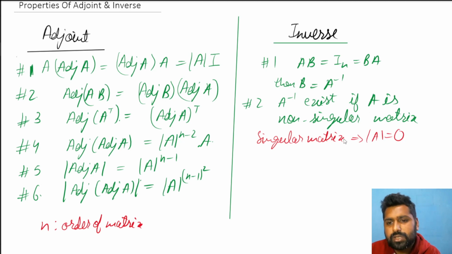So sometimes a question comes to find the value of x so that the matrix is non-singular or singular accordingly. So you can find, if it's singular, solve it equal to 0. If it is non-singular, then the determinant should not be equal to 0.